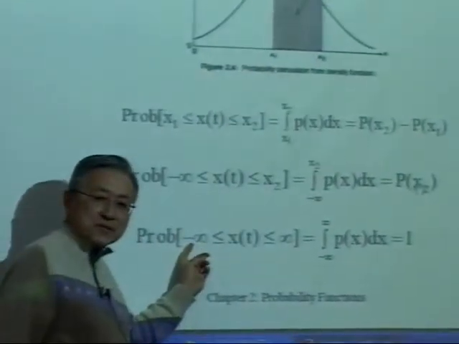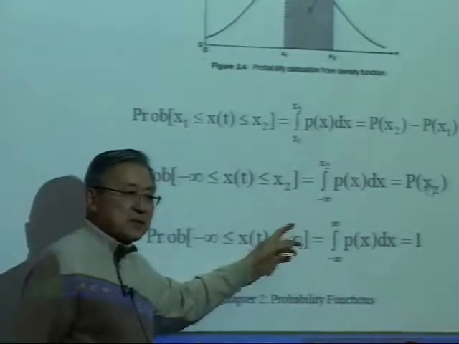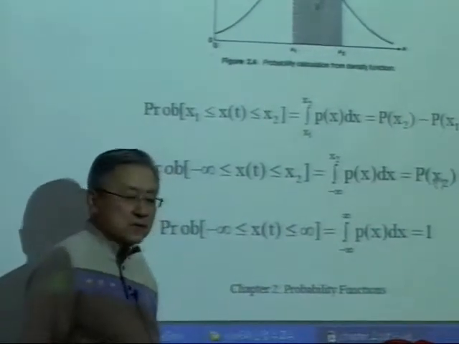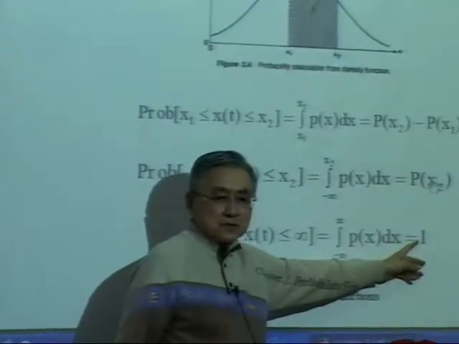Probability from negative infinity to positive infinity, what does it mean? Everything is included. Then the chance always occurs, 1.